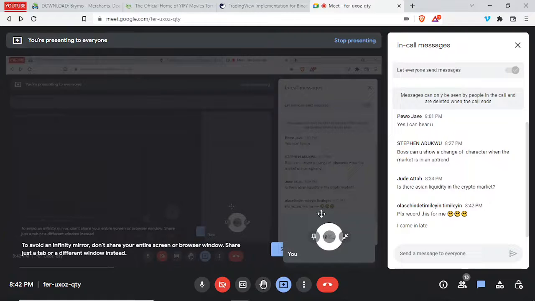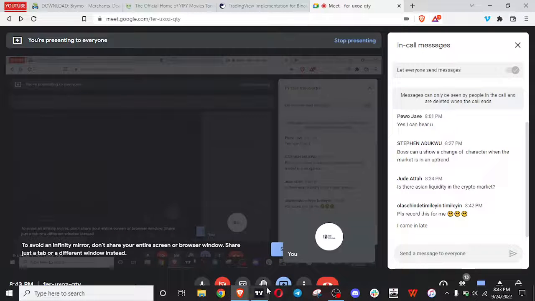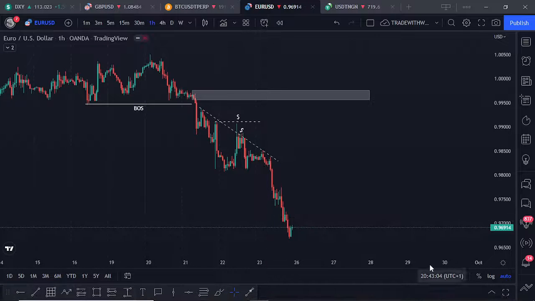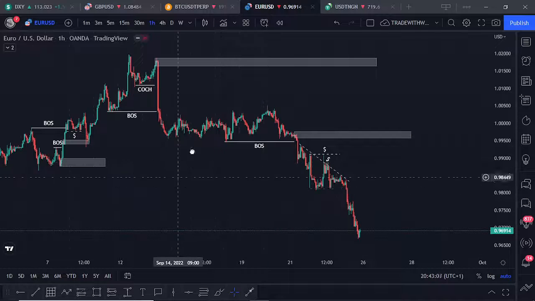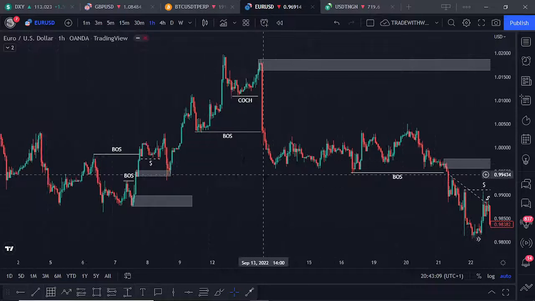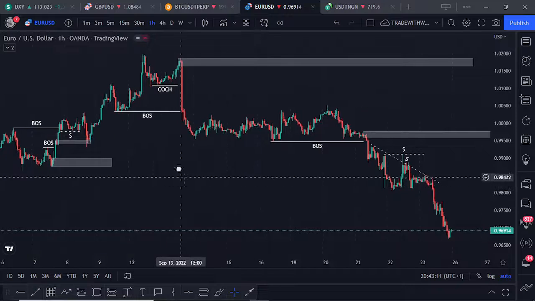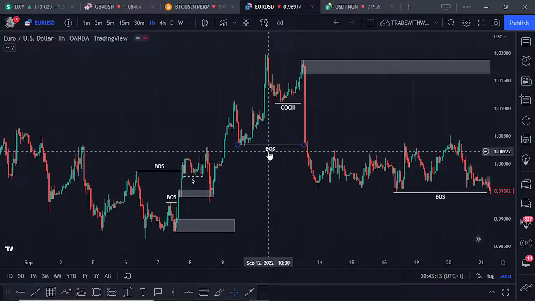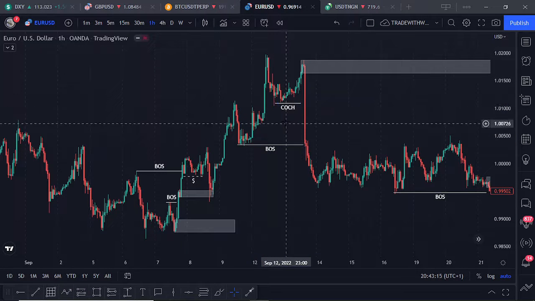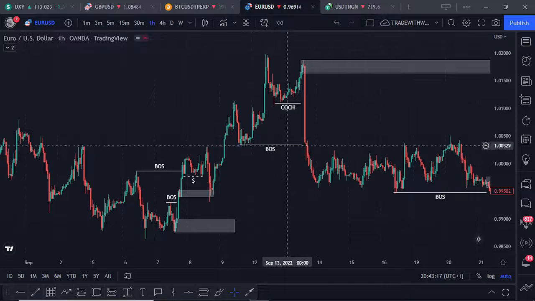What's the difference between a change of character and a BOS, break of structure? Because when you were trying to show, look at where you are now, I can see a shock there and a BOS. What's the difference between the two?